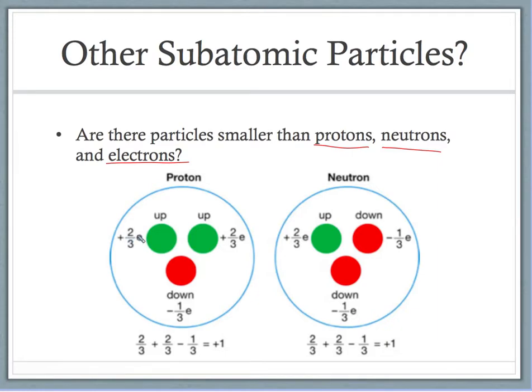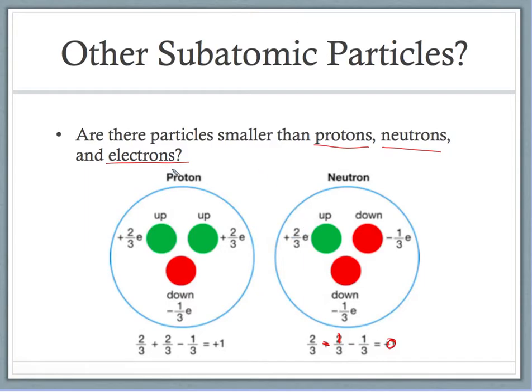So the up quark has 2/3 of a positive charge. So if I have 2 of those, I have 4/3. The down quark has a negative 1/3 of a charge. So 2/3 plus 2/3 is 4/3, minus 1/3 is 3/3, which is 1. And on the neutron side, we have 1 up and 2 down. So 2/3 minus 1/3 minus 1/3 equals 0. And that's why neutrons don't have a charge.